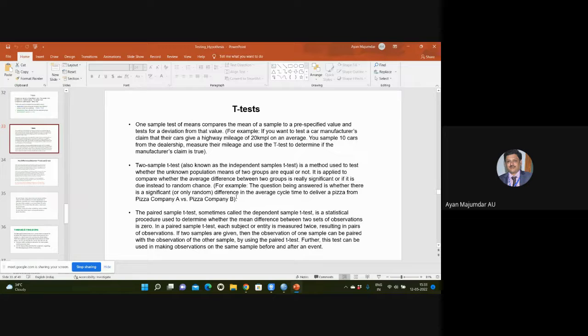Whether the hypothesis which I have taken is correct or not. If the null hypothesis is accepted, then it is correct, or else the null hypothesis will be rejected. So this is a one sample test to compare the mean.